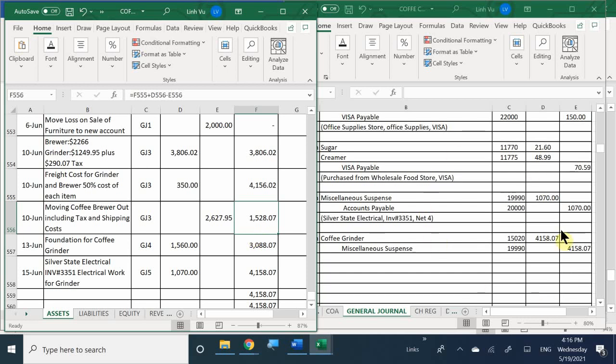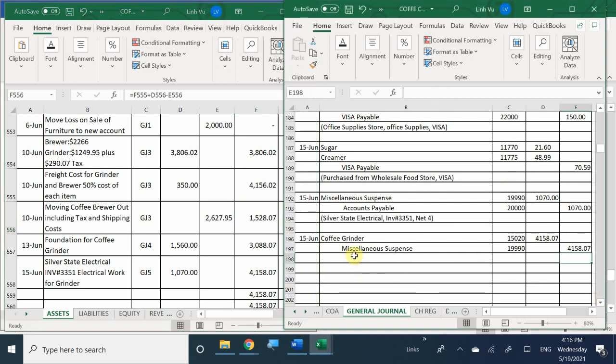So that total amount is 4158.07. Any notes that you want to place here? Coffee grinder from miscellaneous to service. Oh, so we didn't put it in service yet. We just put it there. Let's put moving coffee grinder out of miscellaneous expense. I like that better.